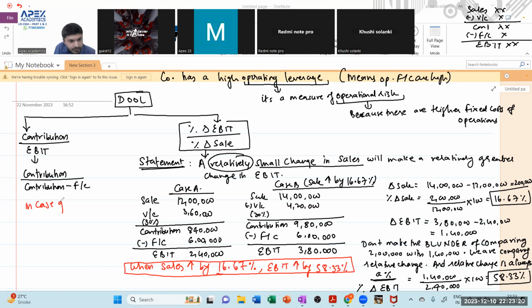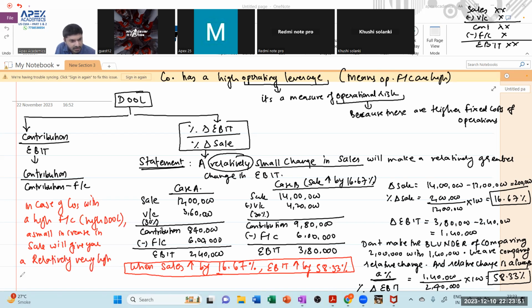So in case of companies with a high fixed cost, that is a high degree of operating leverage, a small increase in sale will give you a relatively, this is a very important word, relatively very high increase in EBIT. Relatively very high increase in EBIT.